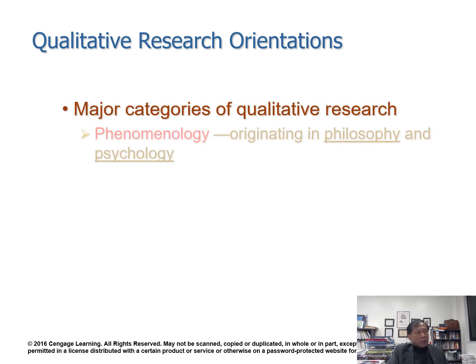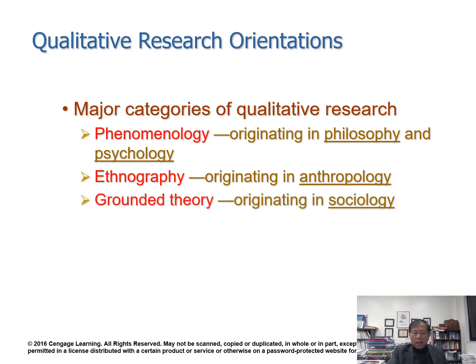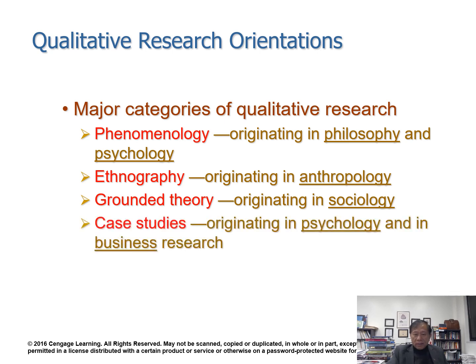Qualitative research orientations. Major categories of qualitative research. There is phenomenology, which we'll talk about in just a minute. It originated from philosophy and psychology. Ethnography originated from anthropology. Grounded theory originated from sociology. Case studies originated in psychology and in business research. You can see that in marketing, we take things from many different subject areas.